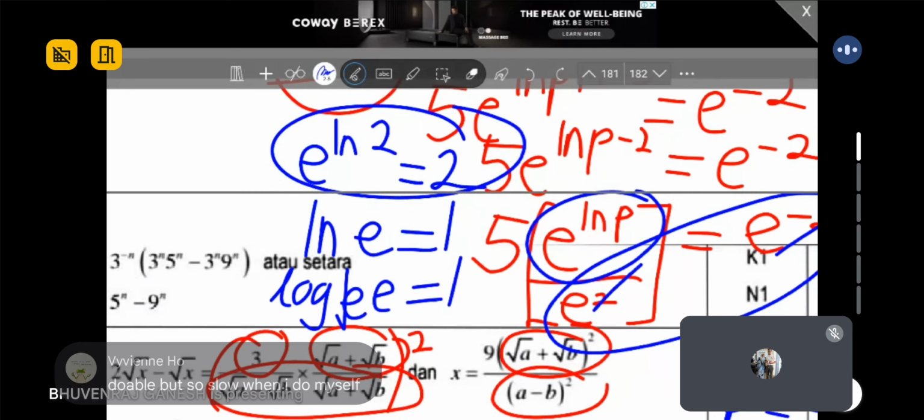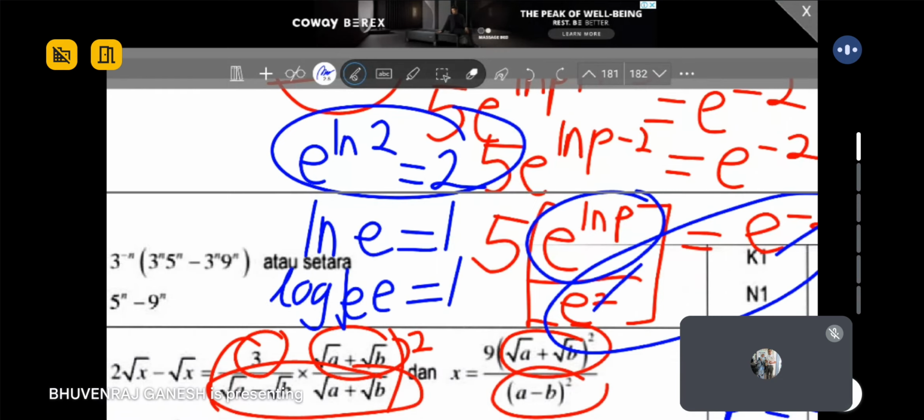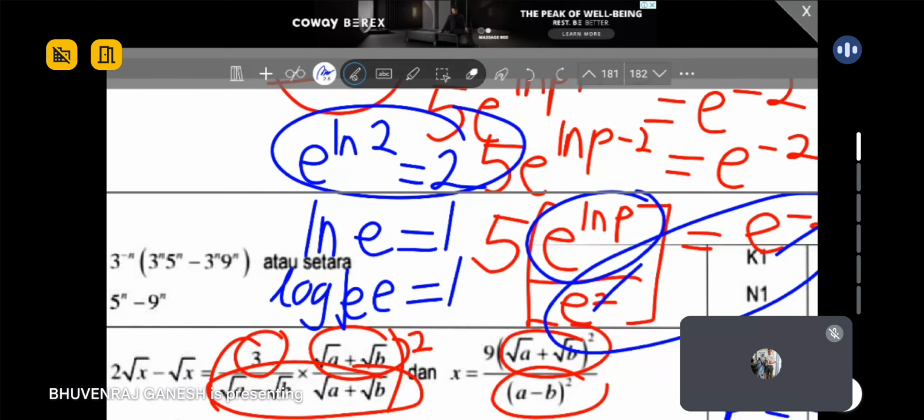Wait guys, some people commented. Exam can be correct for chapter 4. Yes, must score 1. You have to score this chapter. Doable but so slow when I do it myself. Normal. When you just start to do this chapter, it will be slow. But when you try out many questions, you will get momentum already. So you will start to know how to do it faster when you see the same type of question.